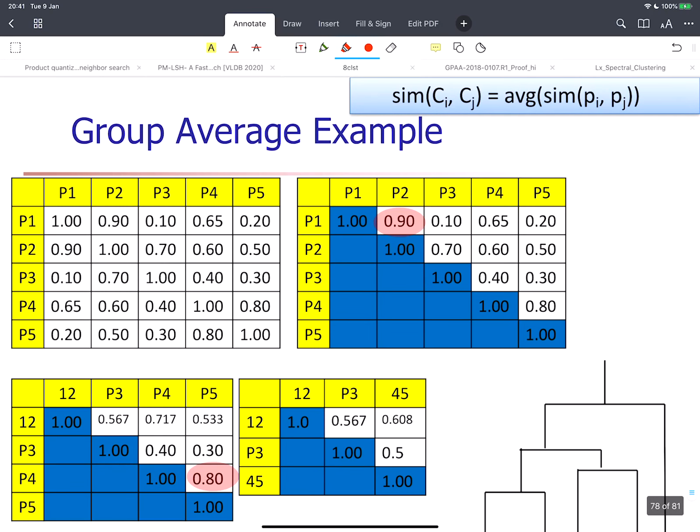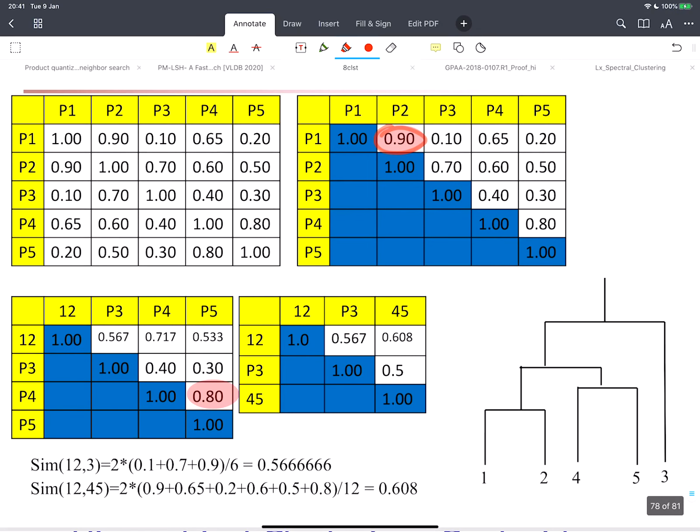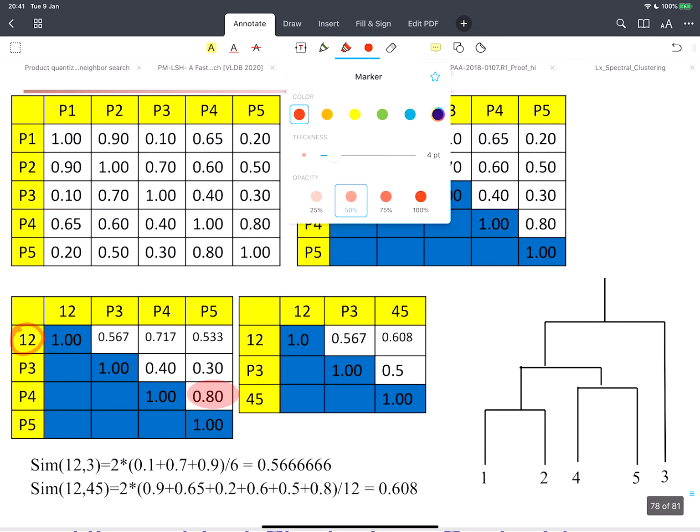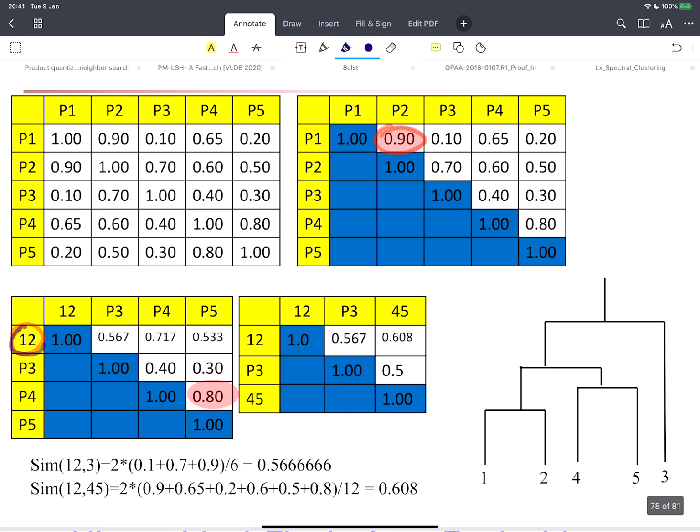Let's look at one example. That's going to be the same example. And essentially what we do is that, again, the first step is to choose the one with the largest weight. In this case, we need to merge P1 and P2 together. So we need to form this guy, {1, 2}. And these three values are what we need to compute.